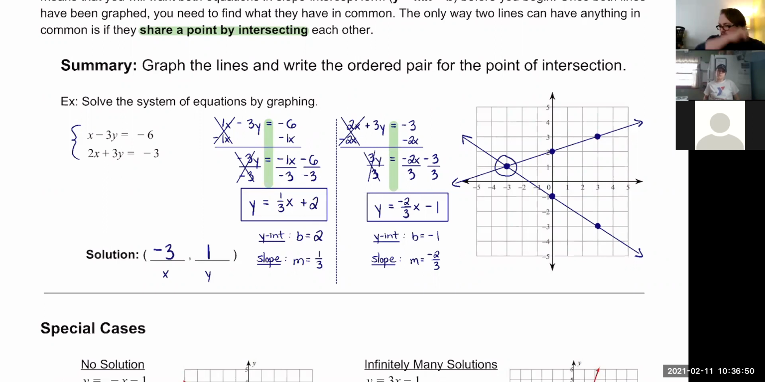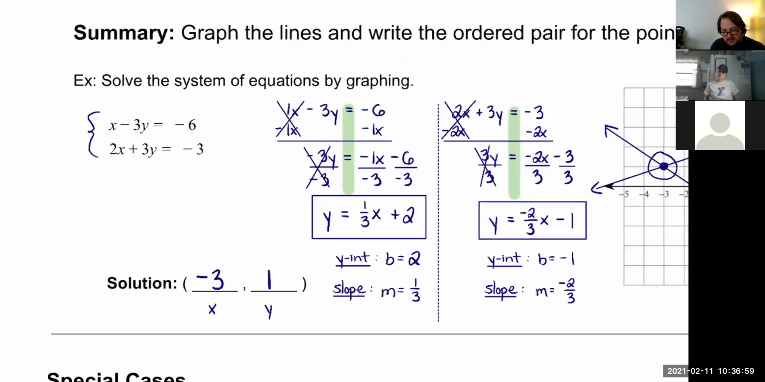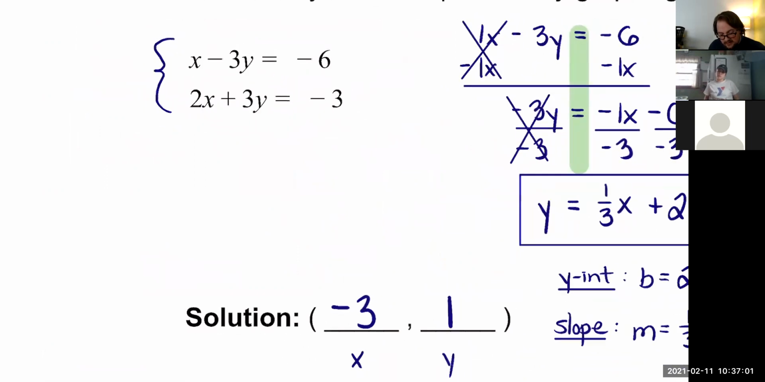Now, just to tie it all the way back and bring it full circle, what that solution means, if I wanted to see the algebra behind it, because we're looking at it very visually right now, if I were to take this -3 and put it in the x of my first equation and put this 1 in the y of my first equation, I would have -3 minus 3 times 1, which is -3.